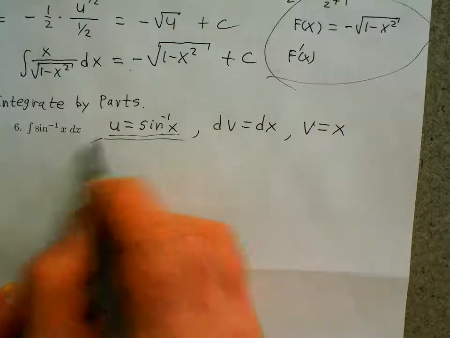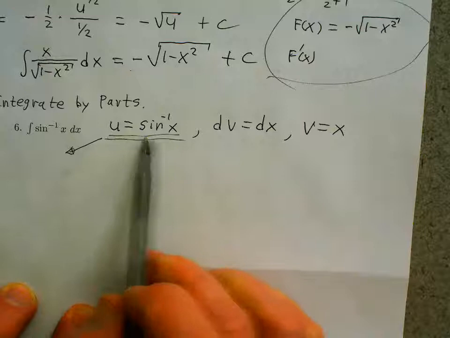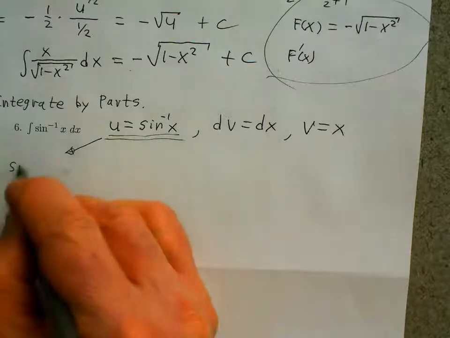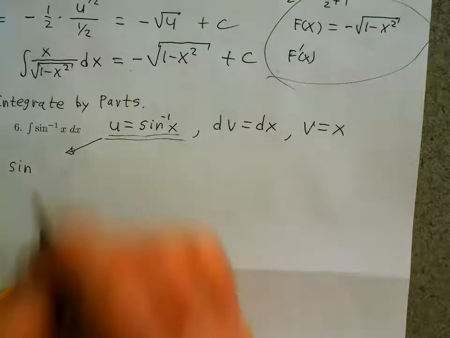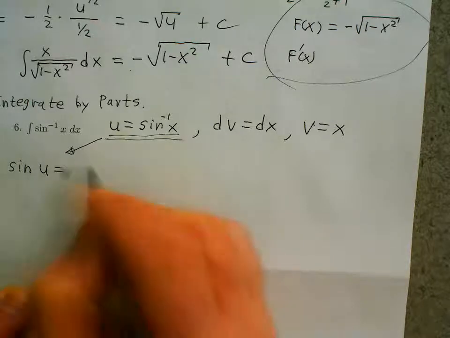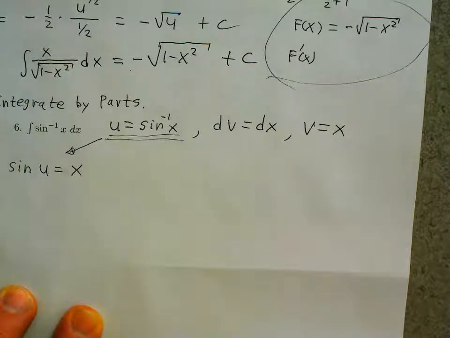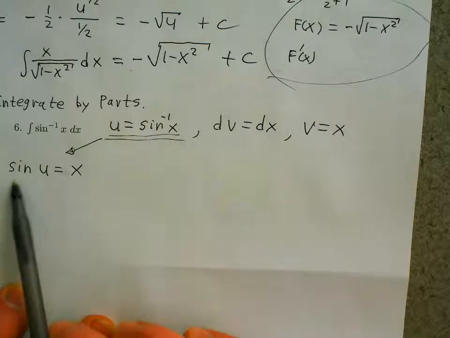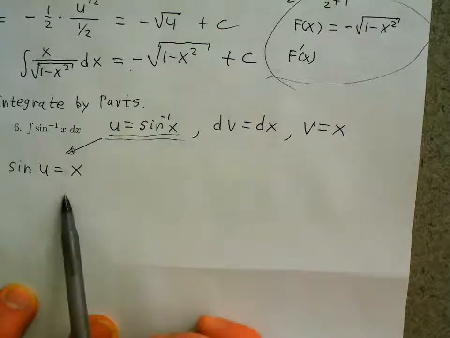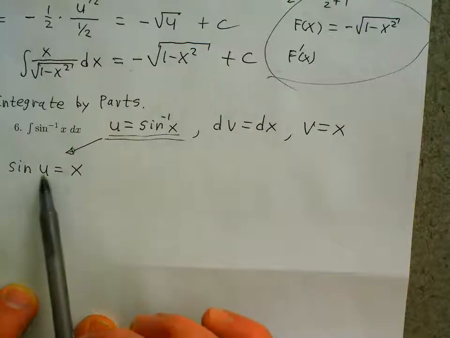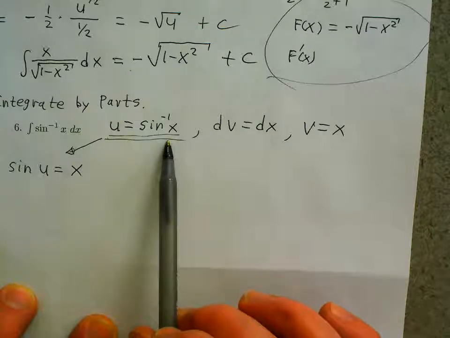Okay, so this is what we can do. Since u equals inverse sine of x, then if we take the sine of both sides, we get sine of u equals x, right? The sine of inverse sine of x is just x. U is a function of x, so we're going to differentiate both sides with respect to x, but with the understanding that u itself is a function of x. So we're going to use the chain rule.